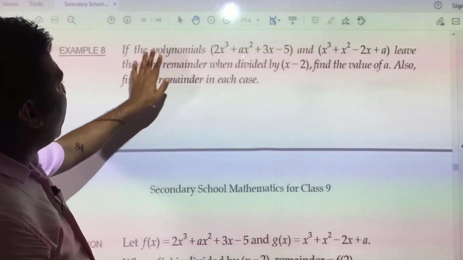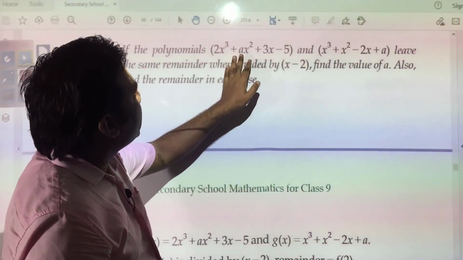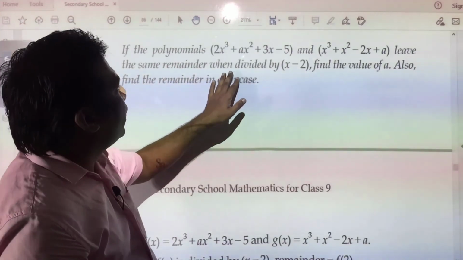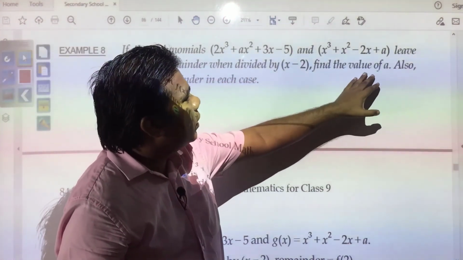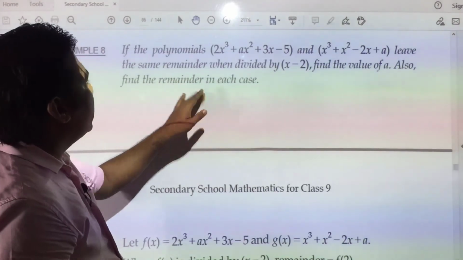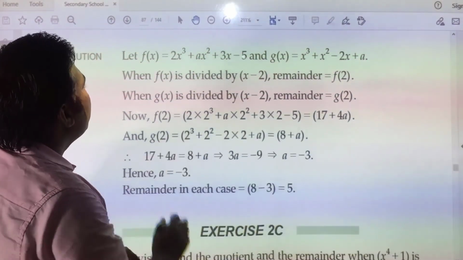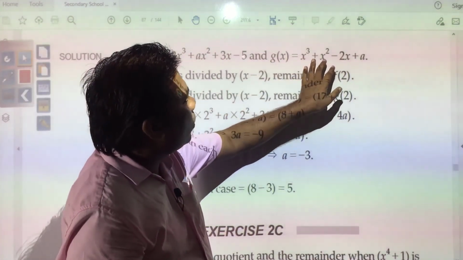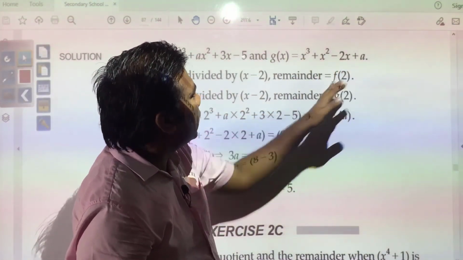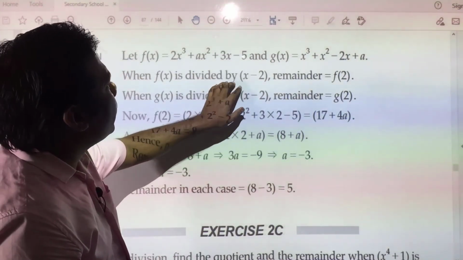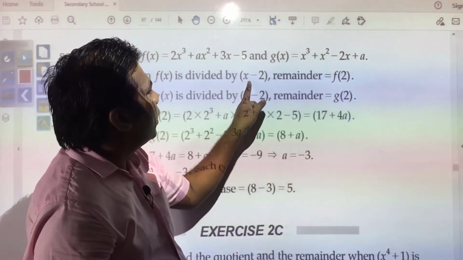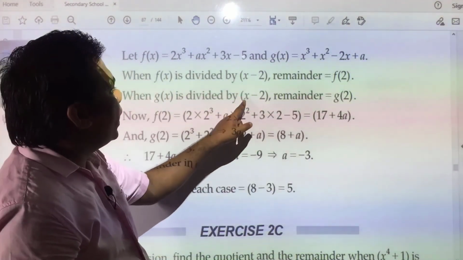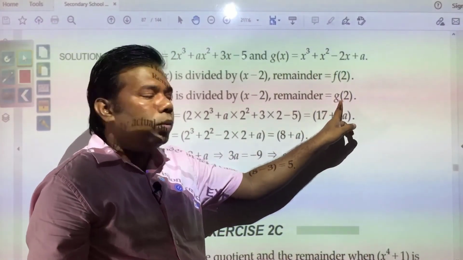Here you see, if the polynomials 2x cube plus ax square plus 3x minus 5 and this leave the same remainder when divided by x minus 2, find the value of a. Also find the remainder in each case. How it has been solved, you see: let f(x) is equal to this and g(x) is equal to x cube plus x square minus 2x plus a. When f(x) is divided by x minus 2, the remainder will come f(2). When g(x) is divided by x minus 2, the remainder will come g(2).